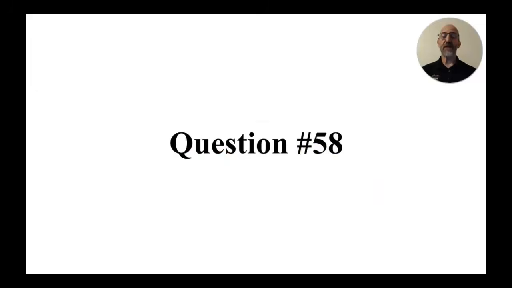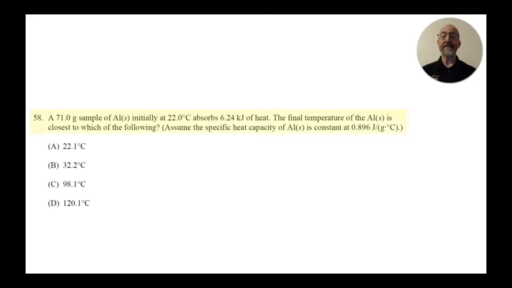In question 58, it says a 71-gram sample of aluminum, initially at 22 degrees Celsius, absorbs 6.24 kilojoules of heat. The final temperature of the aluminum is closest to which of the following? Assume the specific heat capacity of the aluminum is constant at 0.896 joules per gram degree Celsius.